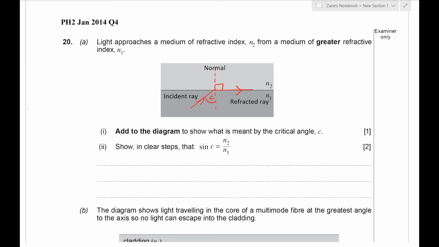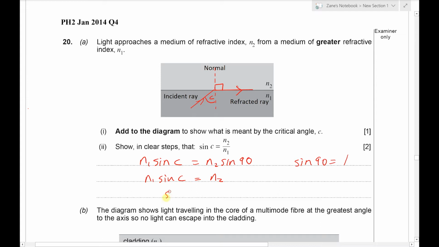Next, we've got to show in clear steps that sine C is N2 over N1. So what we're going to do here is apply Snell's law, which is N1 sine theta 1, or in this case theta 1 is C, is equal to N2 sine theta 2. And theta 2 here is 90. Sine of 90 is 1. So we have that N1 sine C is equal to N2. And then clearly sine of C is N2 over N1.